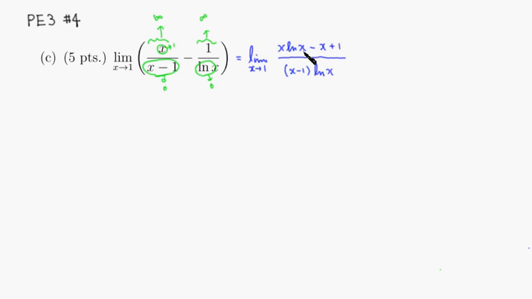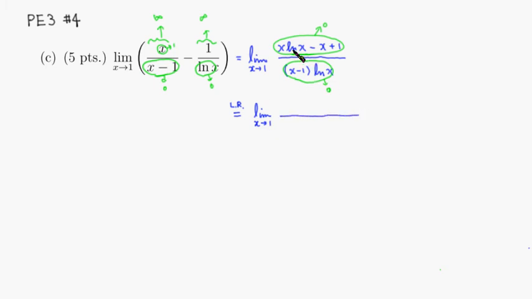Then you can see that as x approaches 1, the denominator definitely approaches 0, because 1 minus 1, and here natural log of 1 is 0. In the numerator, negative 1 plus 1 cancels out, so 0. So the numerator also approaches 0. So we can apply L'Hopital's rule now. So apply L'Hopital's rule. Limit as x approaches 1.